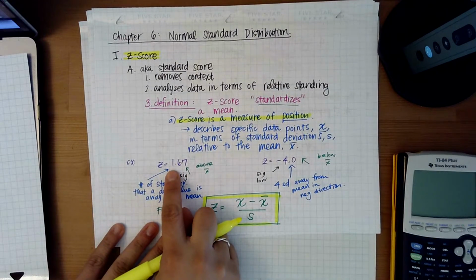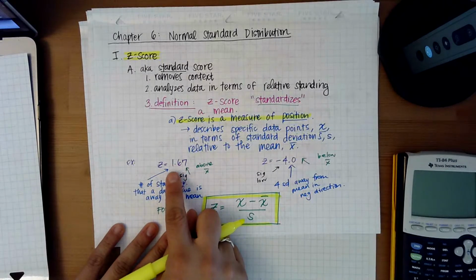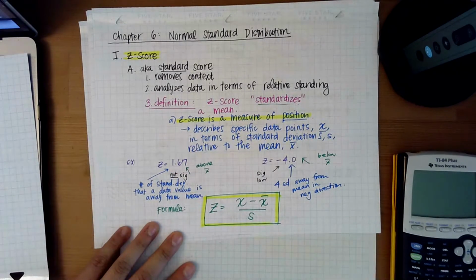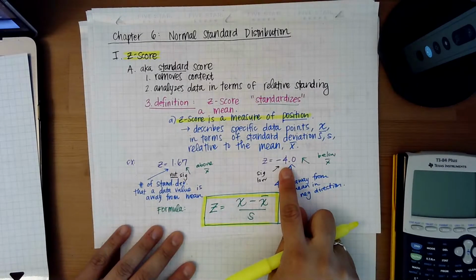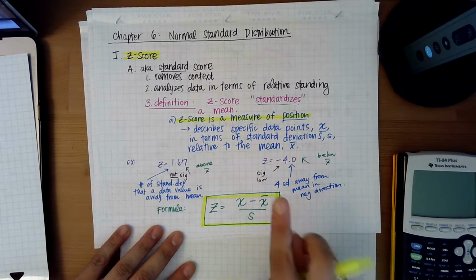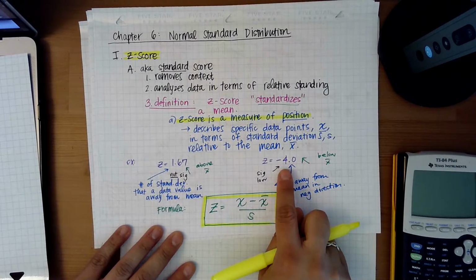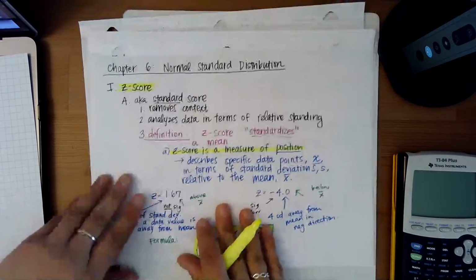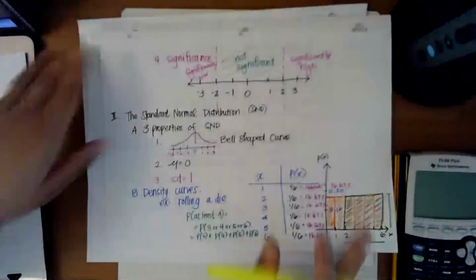So for example, I have Z equals 1.67. This means that whatever value I'm looking at in the data set, it has a Z-score of 1.67, which is 1.67 standard deviations above the mean. And if I had a Z-score of -4, that means I have 4 standard deviations below the mean. That's where that number stands in the relativity of that data set.